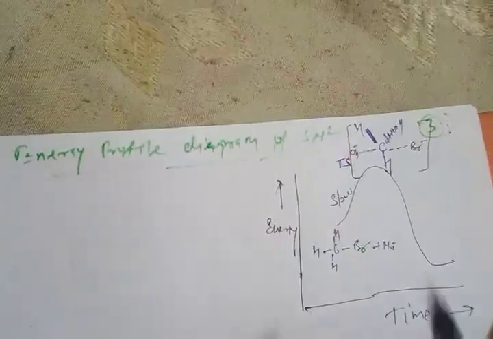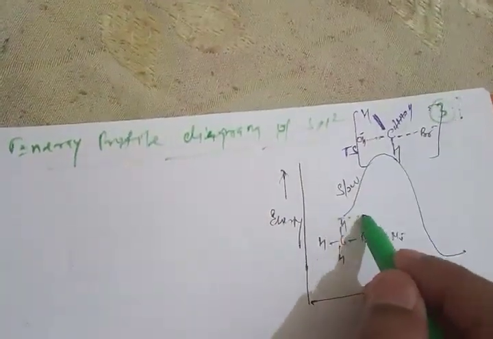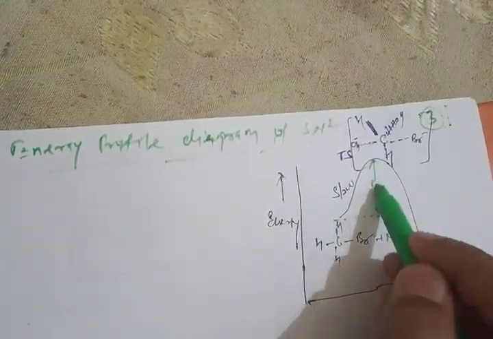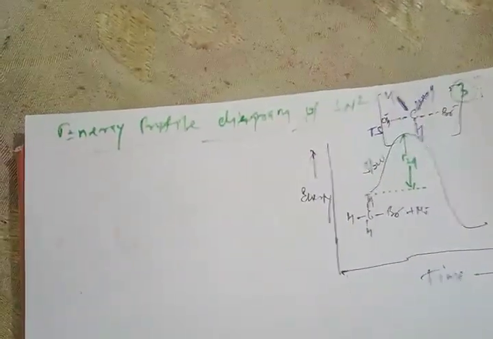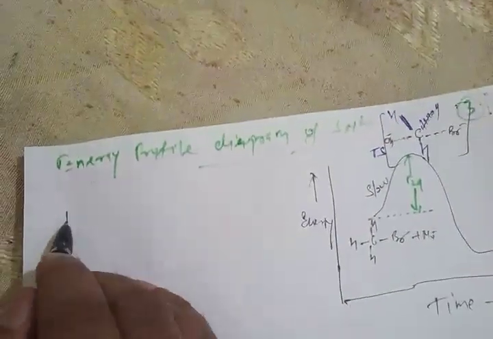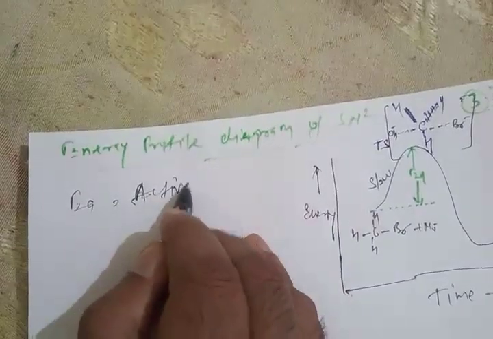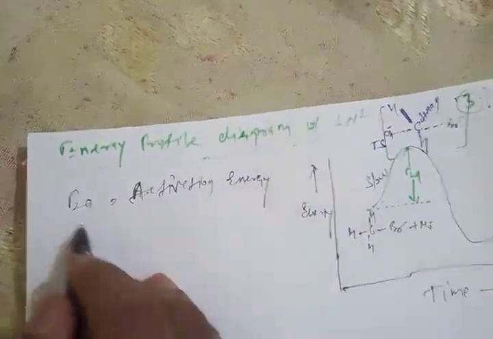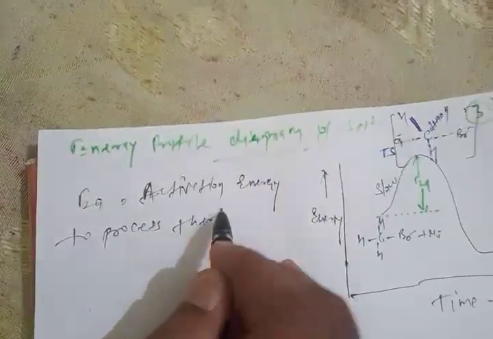Here I am writing the energy difference. This is the energy of activation, the energy required to process the reaction. So this is the energy of activation, EA, the activation energy to process the reaction.